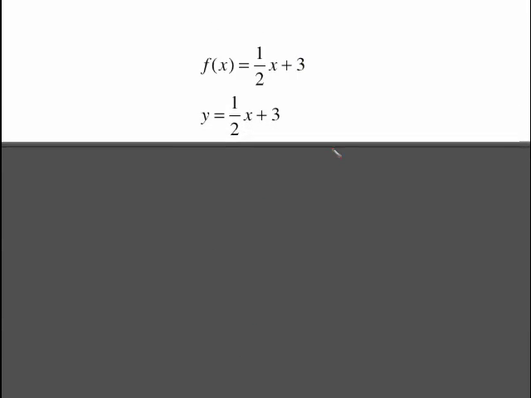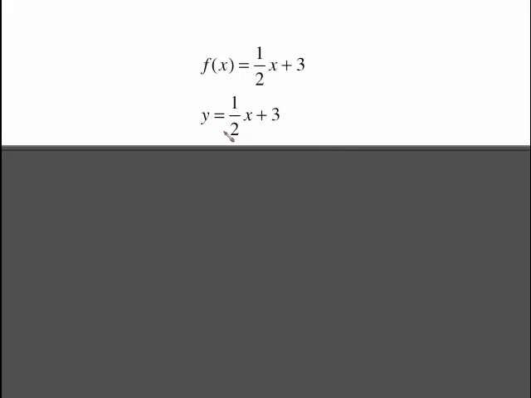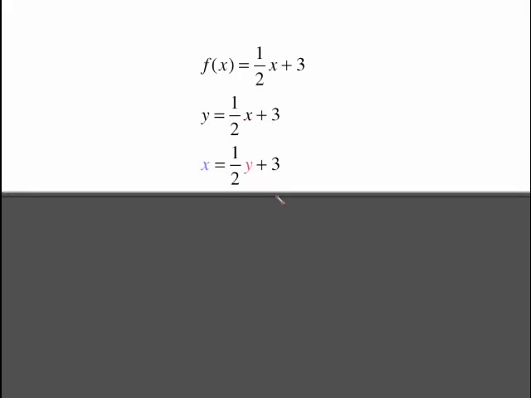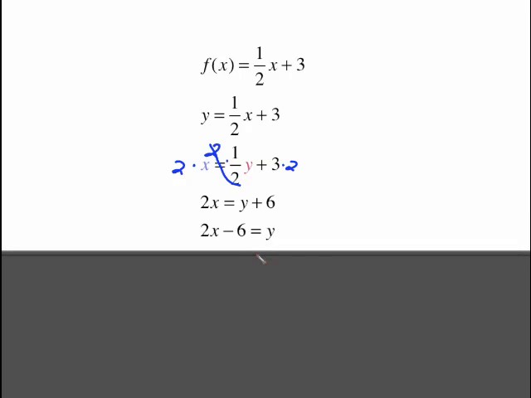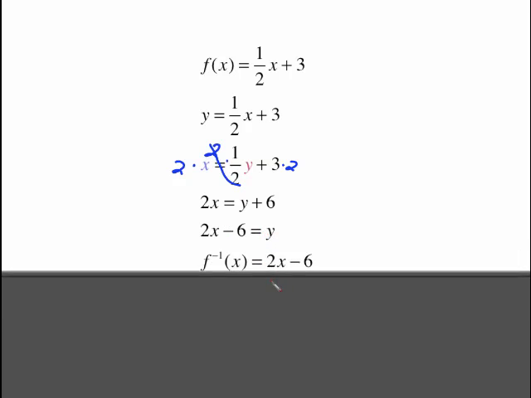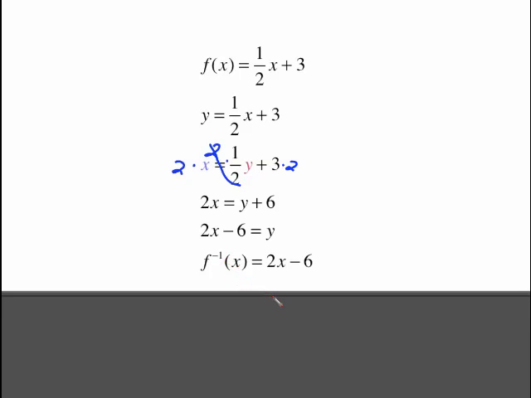Placing y in place of f of x, then we're going to swap out our x and our y. Let's solve this for y using basic algebra. I have two choices. I could subtract 3 from both sides, or I could get rid of the fraction first. I choose to get rid of the fraction by multiplying everything by that denominator. So that's going to give me 2x. Those 2's cancel out, give me y plus 6. Just subtract 6 from both sides, and you have that. Is that a function? Yes, it is linear, so I know it is a function, and I can use my inverse function notation right there.